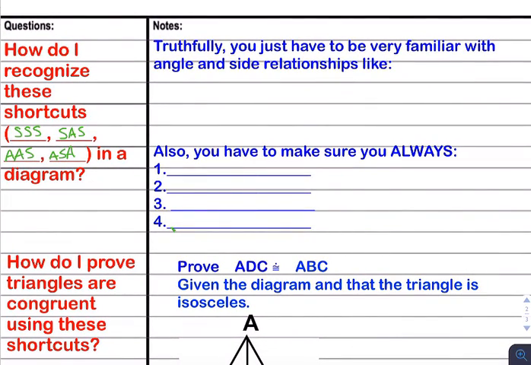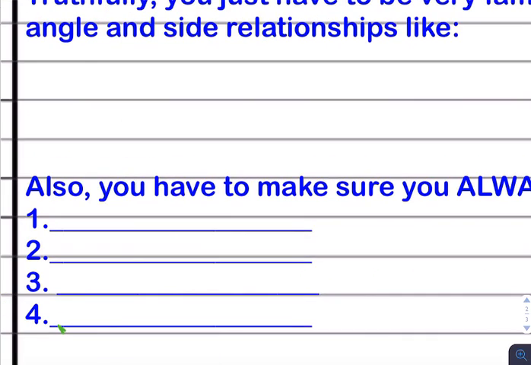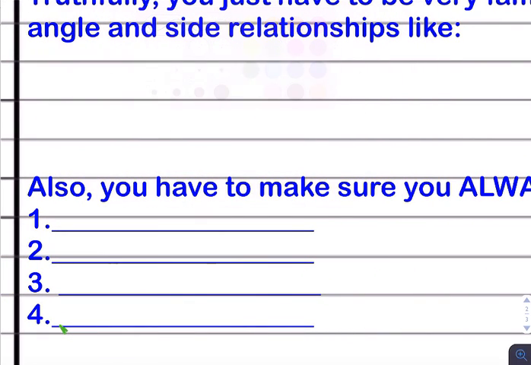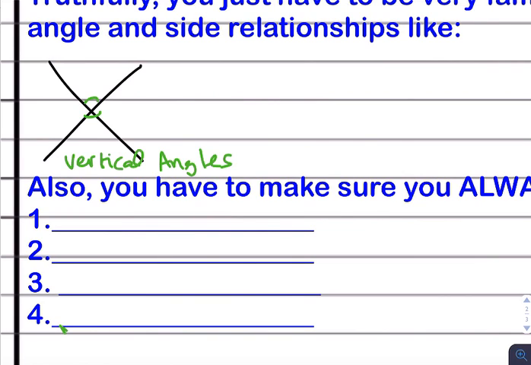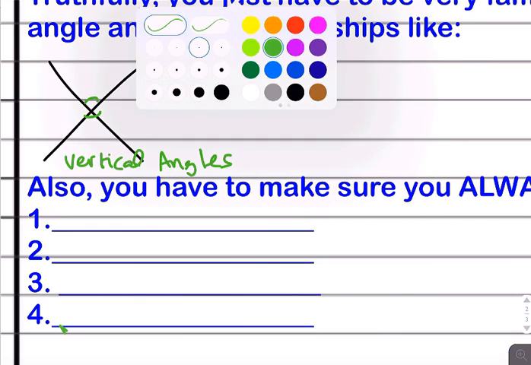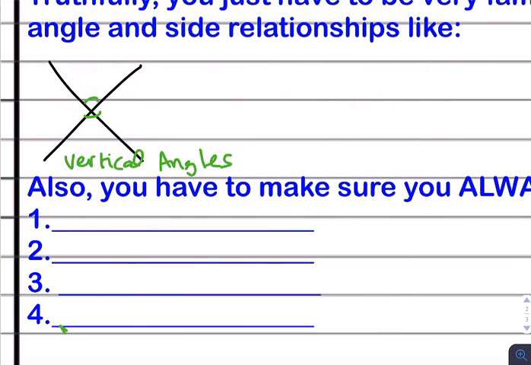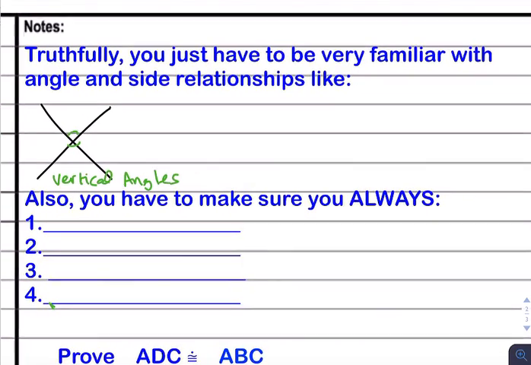Now there's a ton of angle relationships here, a ton of side relationships, but I want to review a couple of the ones we've talked about because your mind should be on these. Vertical angles are going to be one that you're just going to have to be really familiar with. That's one you're just going to have to recognize a lot. Another one you're going to have to recognize a lot would be the reflexive property, or reflection.